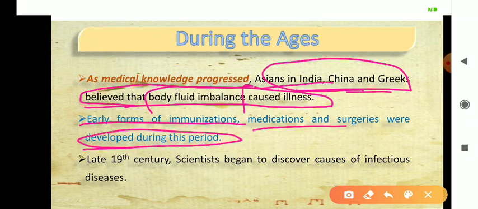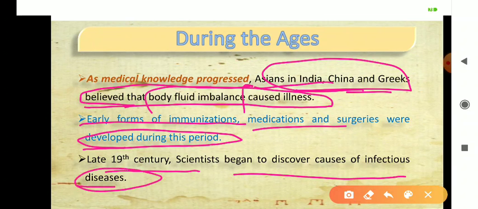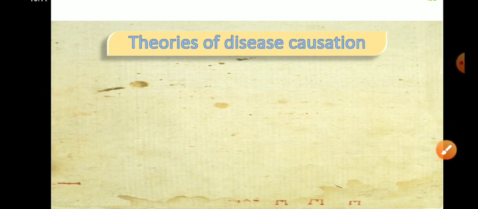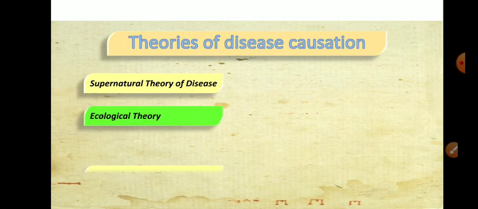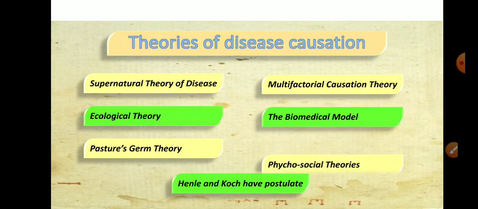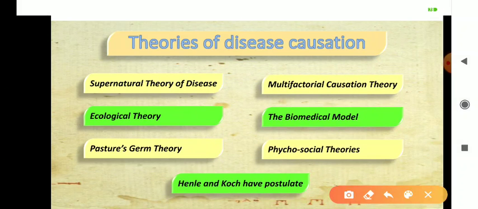Okay, in the late 19th century, scientists began to discover the cause of infectious disease. Means in the 19th century, some scientists came and they started to discover how the disease occurs. Okay, next we are going to discuss the theories of disease causation. In the last lines we have discussed that some theorists came and gave their theories on how the disease occurs. So the theories have been given by some physicians, we can say.